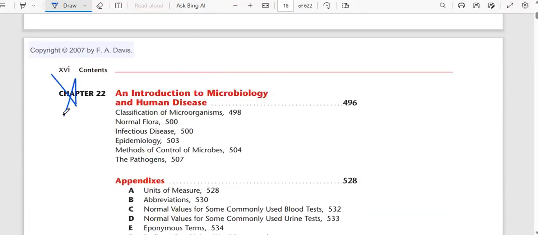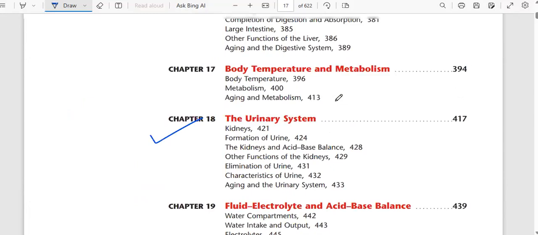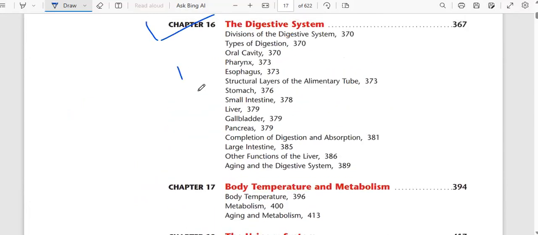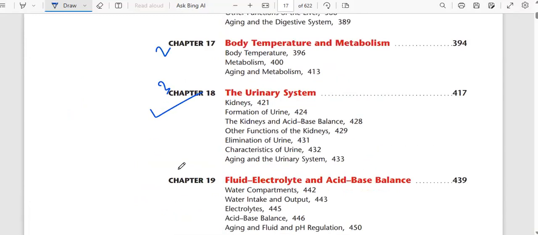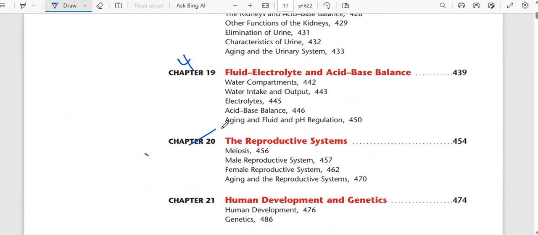It doesn't need this chapter. Already you are studying microbiology, so you are not going through that 22 chapters. So how many chapters do you need? One, two, three, four, five, and six. Six chapters are there.